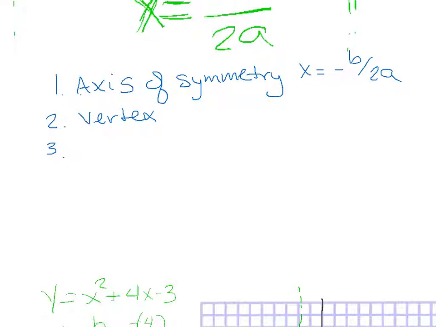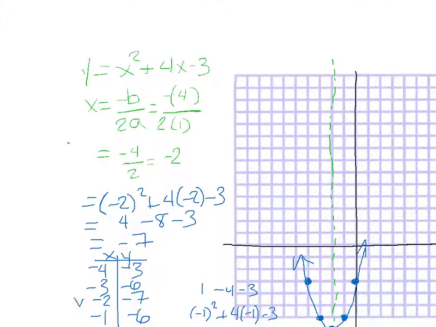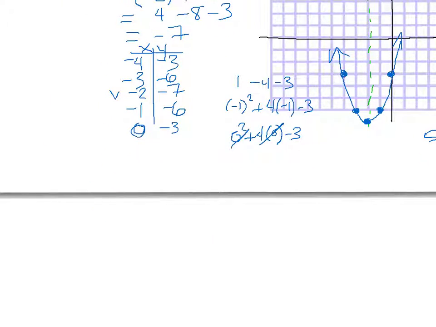Step 3, you need to find 2 more points and reflect. Usually using x equals 0, if it hasn't already been used on your axis of symmetry or your vertex. Usually using x equals 0 is a good one to start with. And there you have the 3 steps to graphing a parabola. Alright, let's go to the next page.